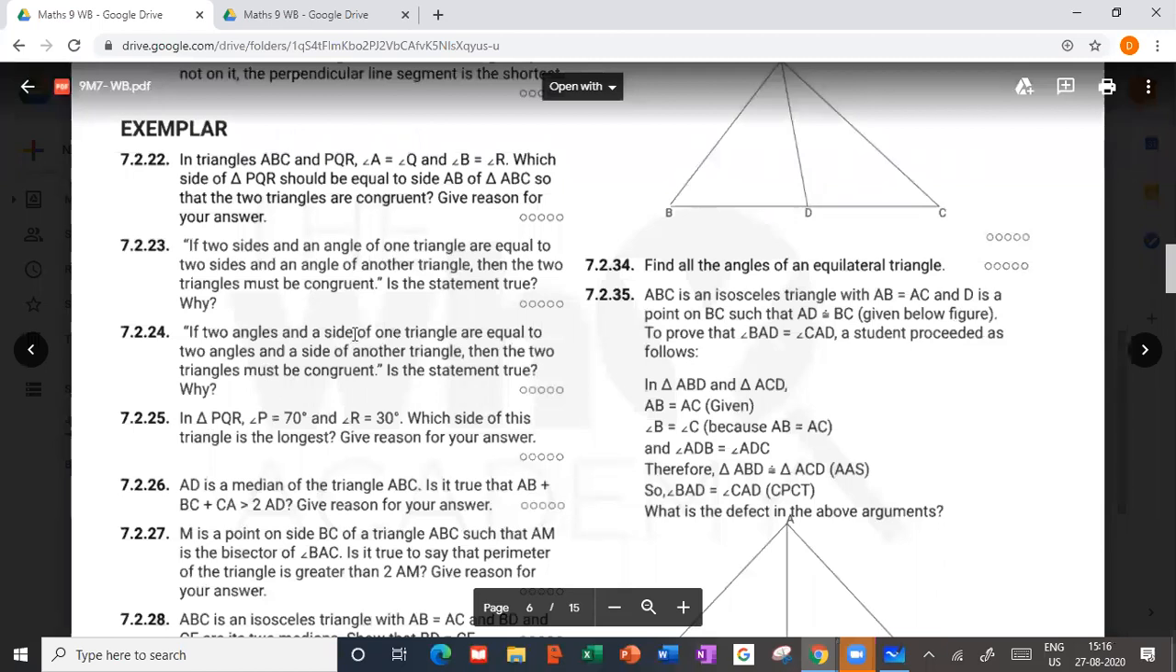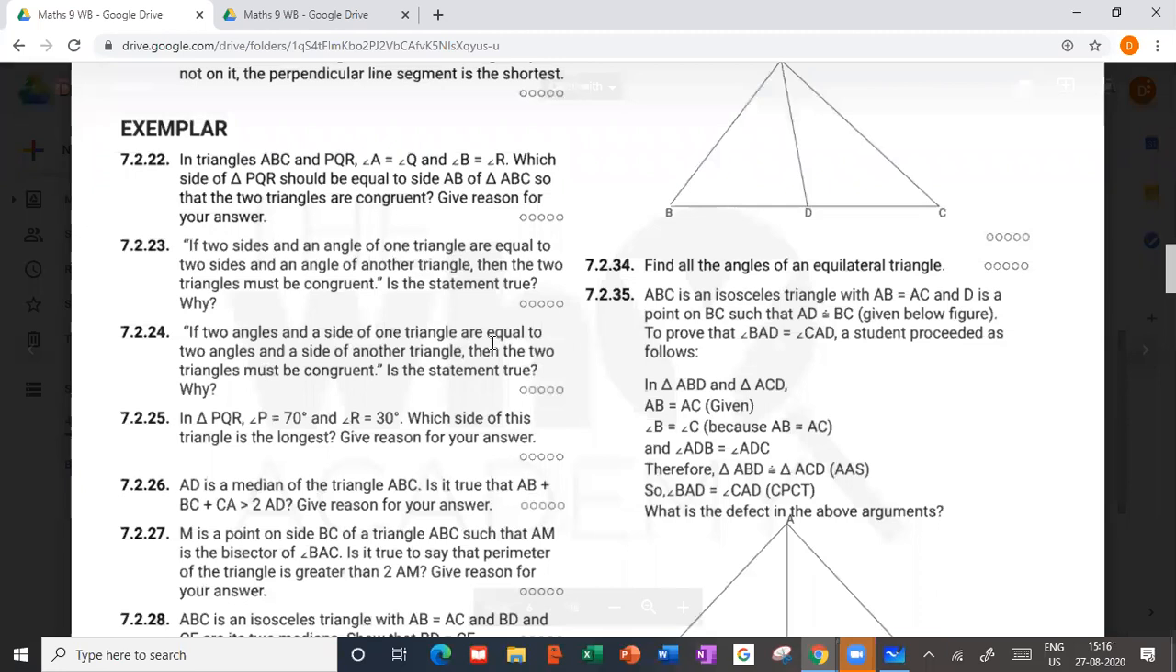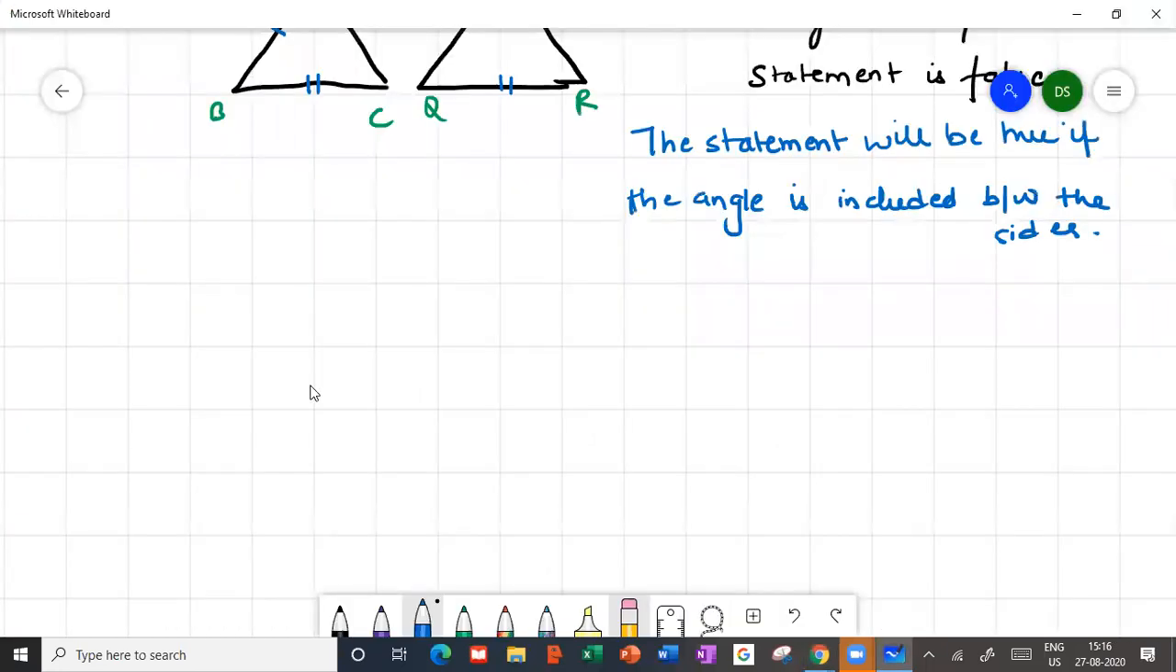If two angles and one side of a triangle. Okay, so they have given you another scenario that two angles are equal and one side is equal to two angles and another side. Then the two triangles must be congruent. Okay, so then what will the situation be? It will be 7.2.24.